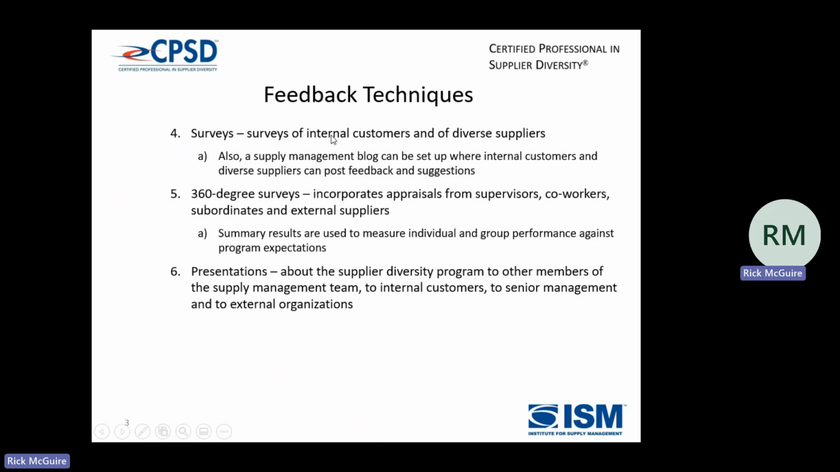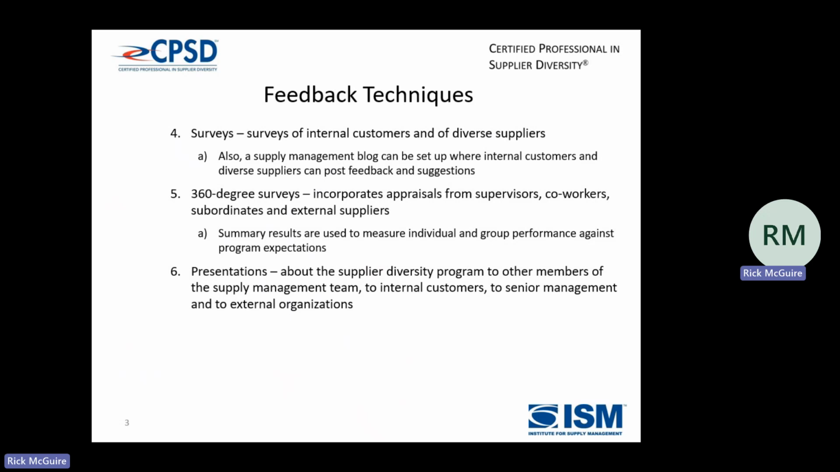Surveys. You can survey internal customers, and you can also survey the diverse suppliers. Also, a supply management blog can be set up where internal customers and diverse suppliers can post feedback and suggestions. You also have 360-degree surveys, which incorporate appraisals from supervisors, co-workers, subordinates, and external suppliers, kind of everybody. Summary results are used to measure individual and group performance against program expectations for a 360-degree survey.